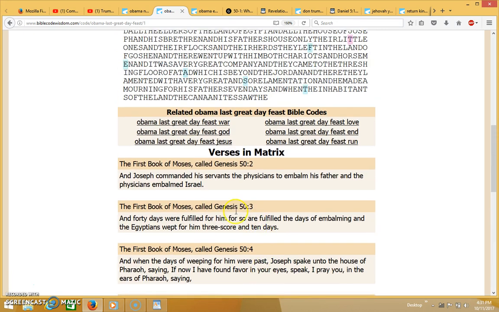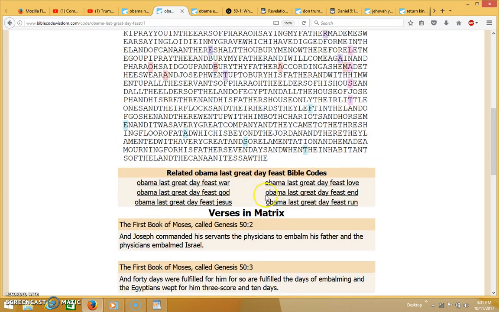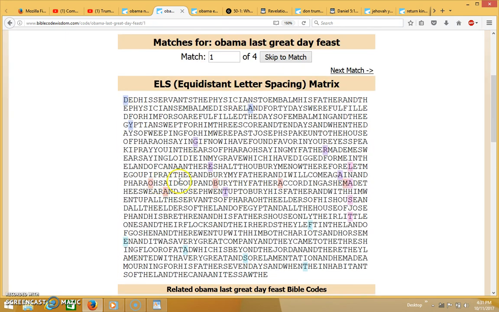And like I said, this is when Joseph, it says over here, and Joseph commanded his servants, the physicians, to embalm his father, and the physicians embalmed Israel. And so right over here where you have Obama, you see the words, bury thy father, I pray thee, and bury my father, and I will come again. And Pharaoh said, go up and bury thy father according as he made thee swear. And Joseph went up to bury his father.